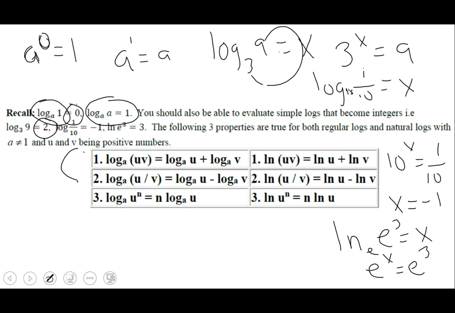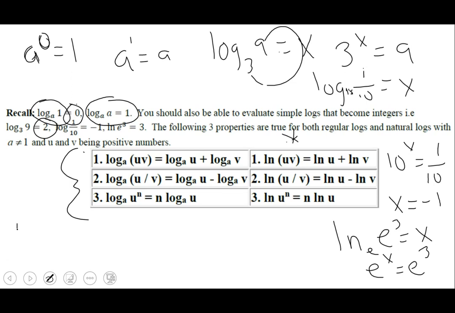And then most importantly, these are the big 3 that we're going to use the most. They are true not only for logs, but they're also true for ln's. Probably in the past, you did most of your problems with logs. Here in calculus, we are going to focus pretty strictly on the ln's, but please make sure that you know that the properties work for both.